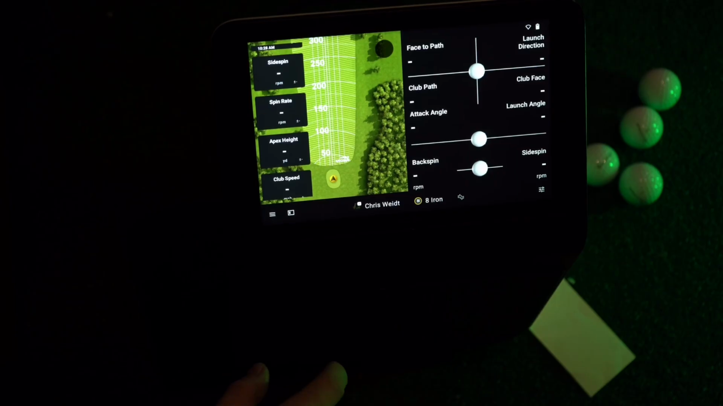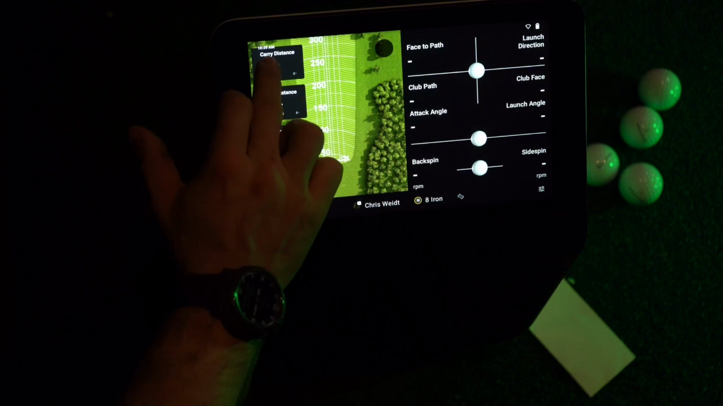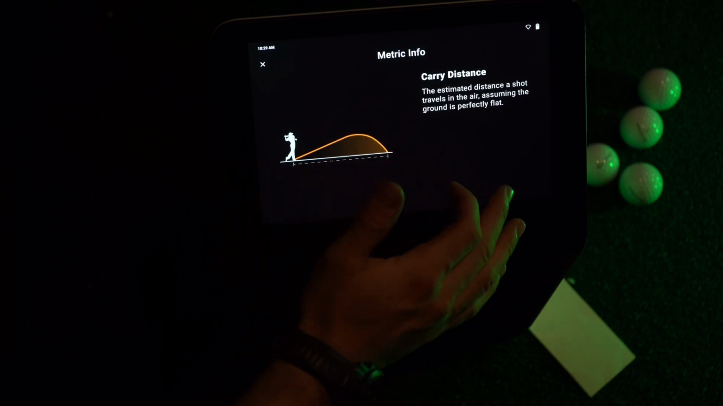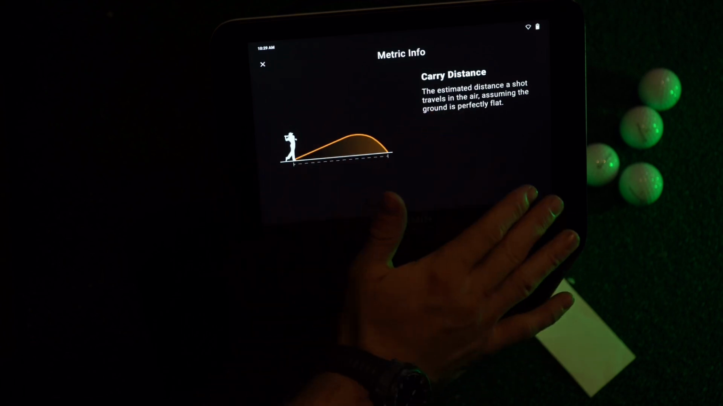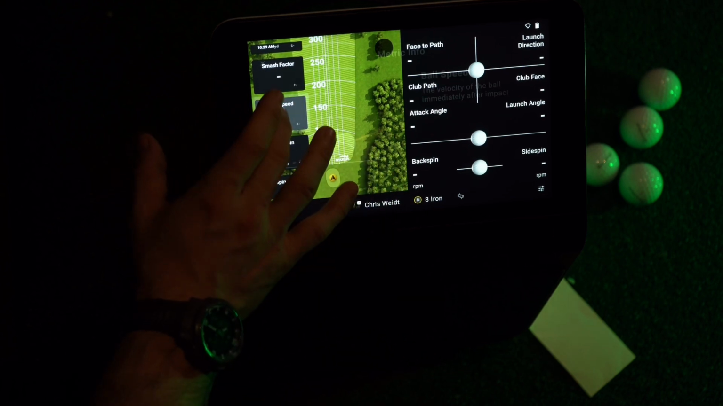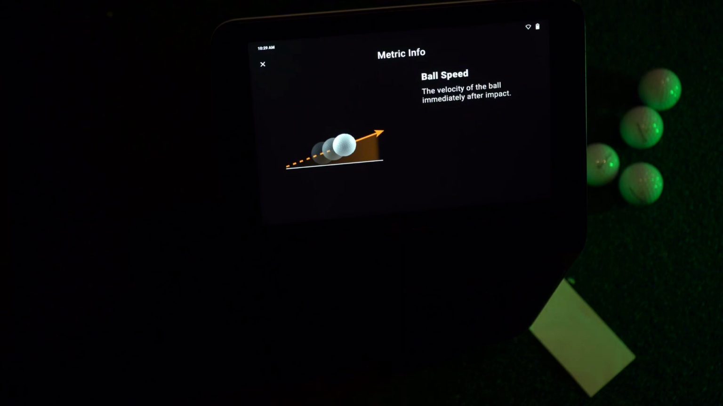So one of the cool things about the R50 is you do have the ability to have all this stuff on here, but you also can hold this and it'll tell you exactly what this stuff means. So the carry distance, the estimated distance a shot travels in the air, assuming the ground is perfectly flat. That's what's cool about the R50. If you don't know, you can press and hold and have an understanding of what this stuff means. All right, so there you have it.